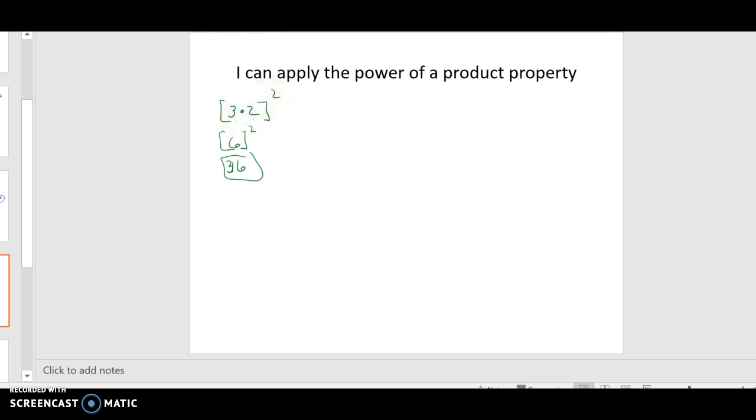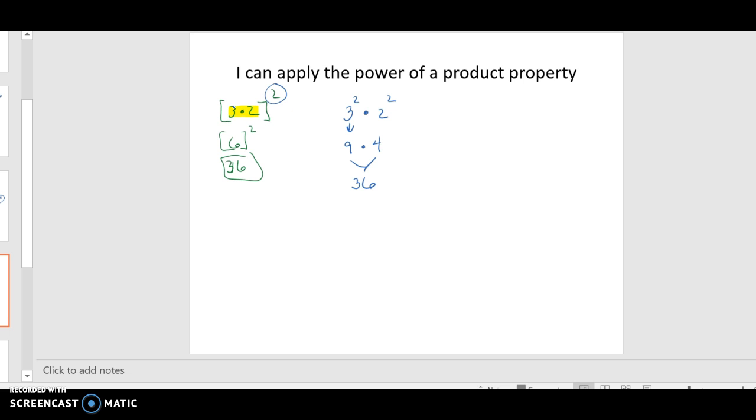However, another way I could do this to get the same answer is since I'm linked by multiplication inside here, this is multiplication. What I'm going to do is take each of these factors, the numbers being multiplied, and raise it to this exponent. So I'm going to do 3 to the second times 2 to the second. What is 3 to the second going to give me? 9. And what is 2 to the second going to give me? 4. Now 9 times 4 is what? 36.